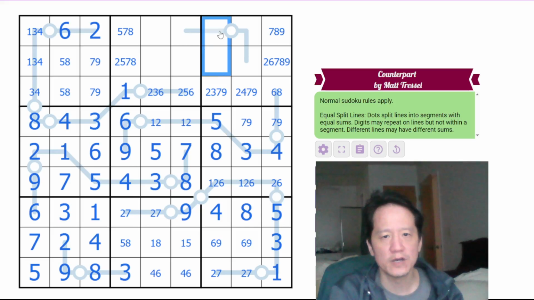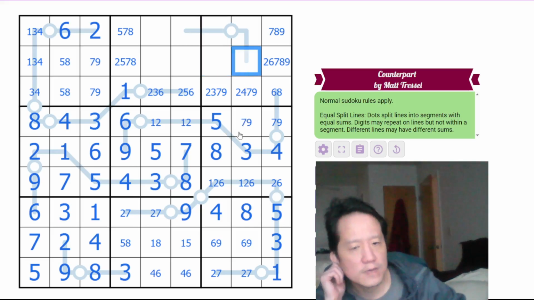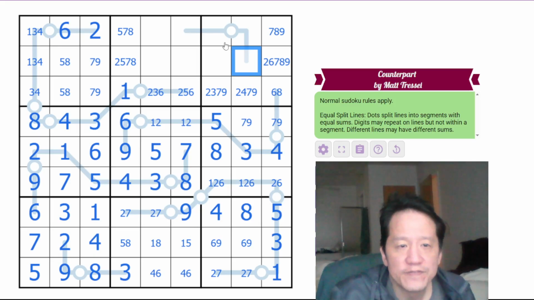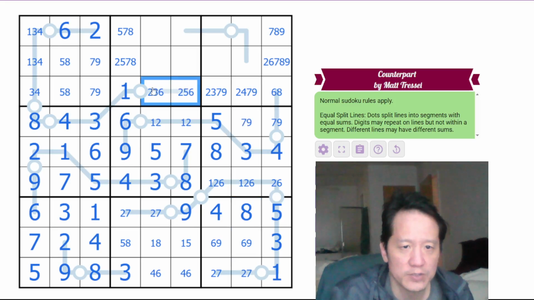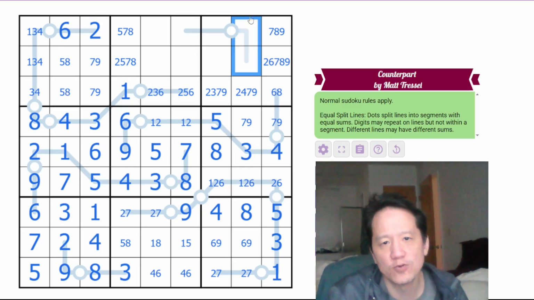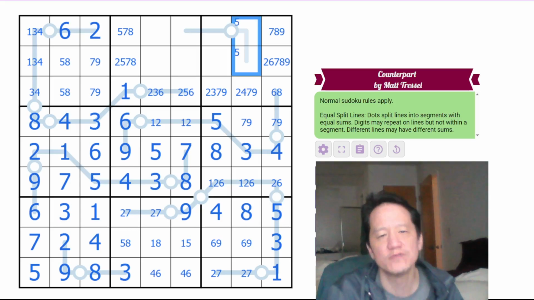What else do we have? Where is the 5 in column 8? Cannot be here. Cannot be here. Can't be here. Again, because one of these requires a 5, 6. One of these requires 5, 8, and this requires 6 or 8. Therefore, a 5 must be one of these cells.